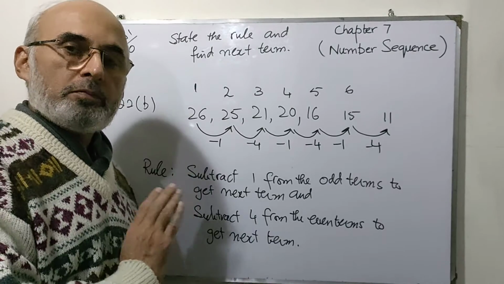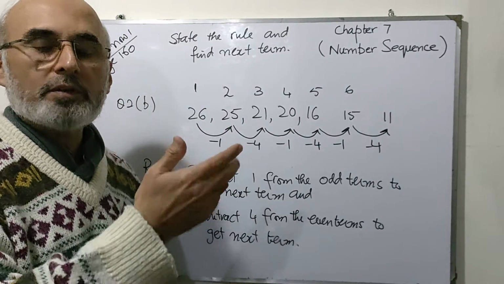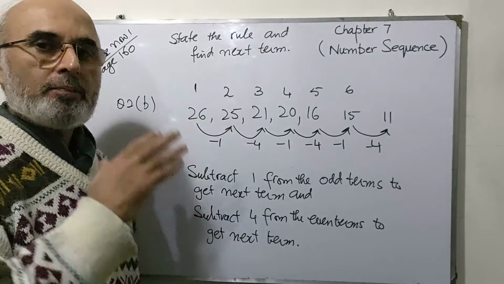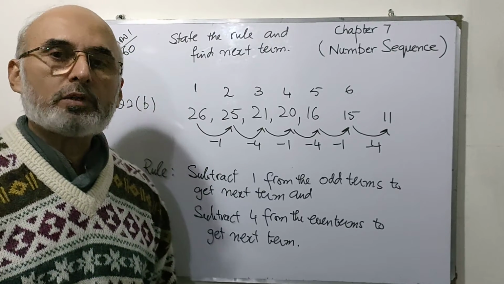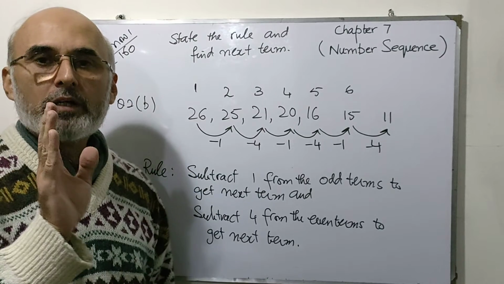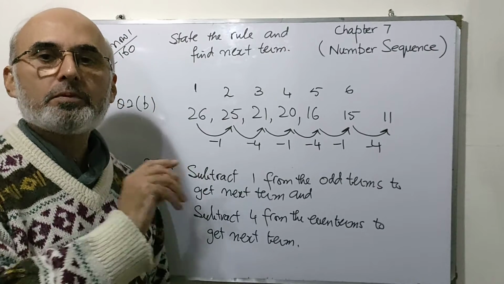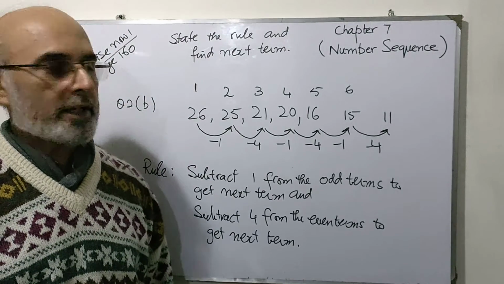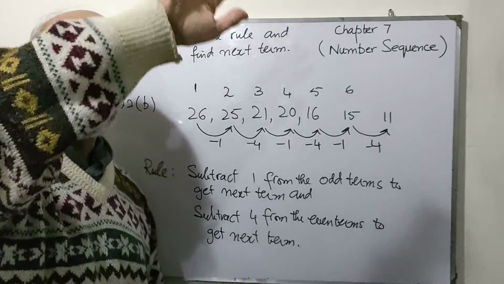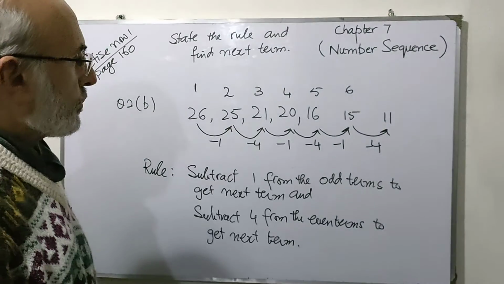Okay, first time we are subtracting 1, second time 4, then alternating it. And another way we can say, if we keep on looking at the order of the terms in the sequence, odd terms, subtract 1. Even number terms, subtract 4. Okay? So this way, it's just like a wave. 1, 4, 1, 4. And you'll get the next number and the rule.